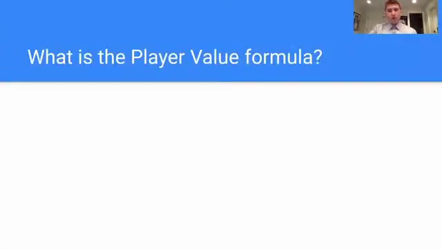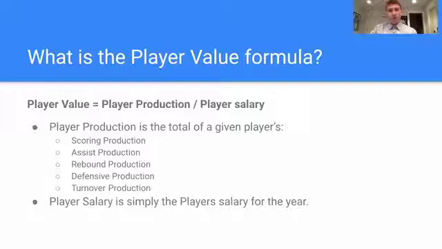What is the player value formula? Player value is equal to player production divided by player salary. Player production is the total of a given player's scoring production, assist production, rebound production, defensive production, and turnover production. Player salary is simply the player's annual salary.